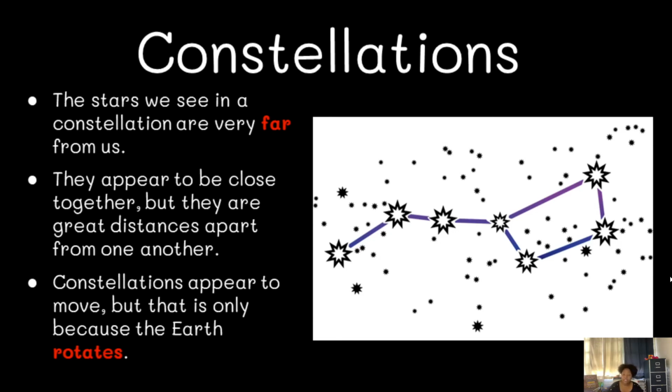And the stars that are in a constellation together, again, it looks like they're close together, like they're maybe close neighbors, but they're actually spread pretty far apart. Constellations appear to move, but that is only because the Earth is rotating on its axis. So they're not actually moving. We are the ones that are moving.